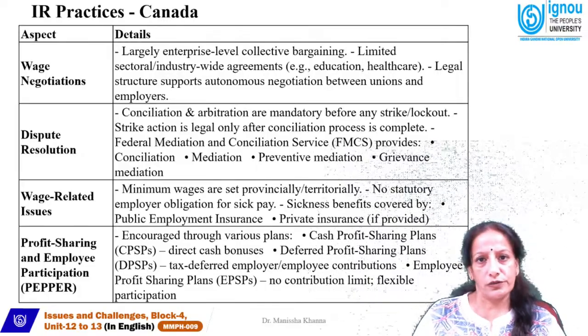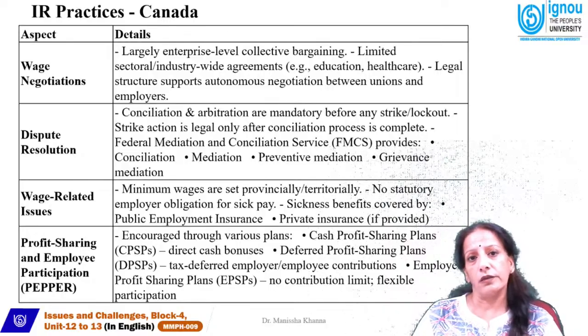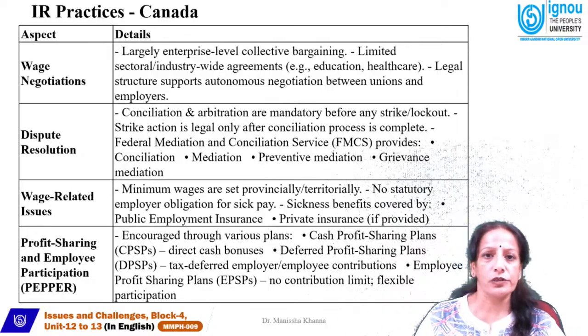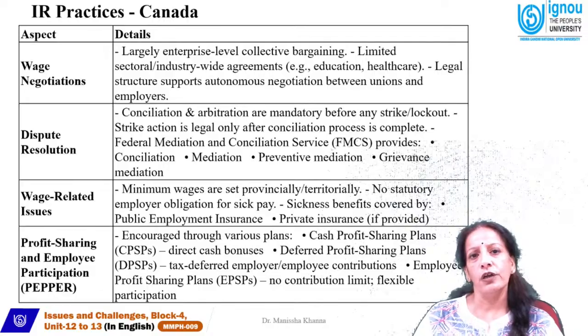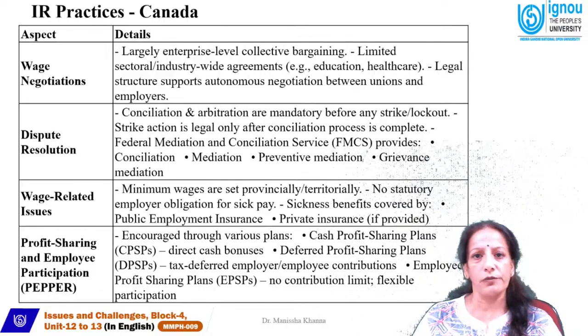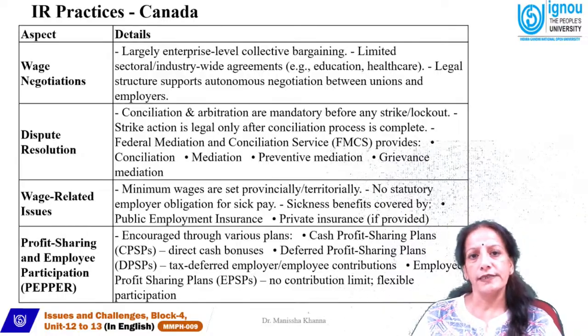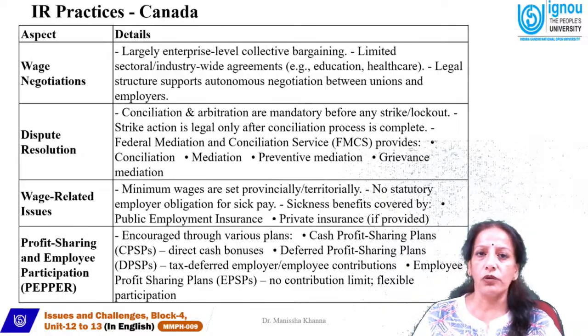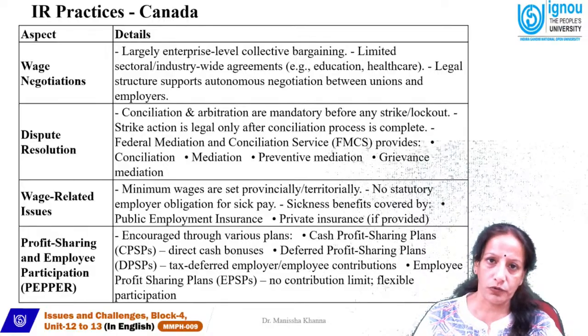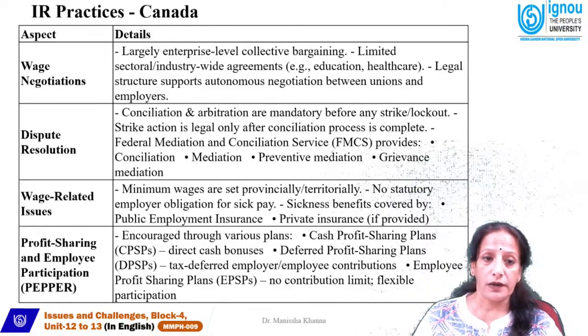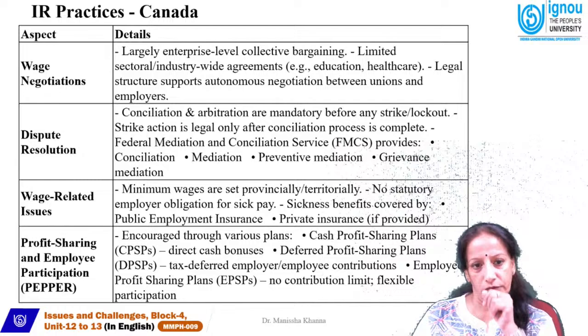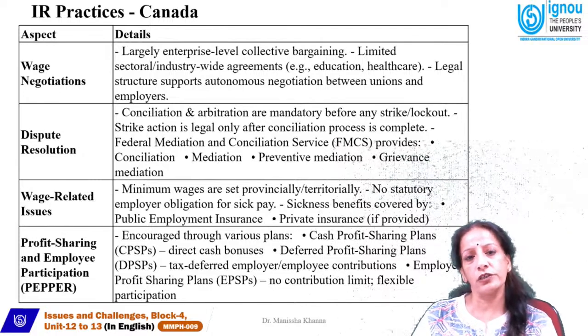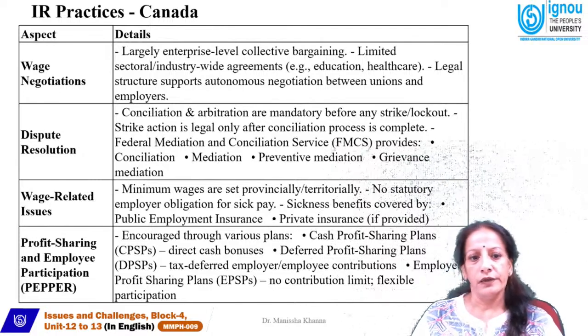On dispute resolution, because when we are talking about industrial relations, dispute resolution is very important, conciliation and arbitration are mandatory before any strike or lockout. Strike action is legal only after the conciliation process is complete in Canada. Federal mediation and conciliation services are provided.